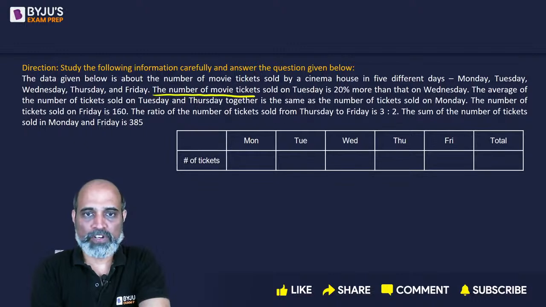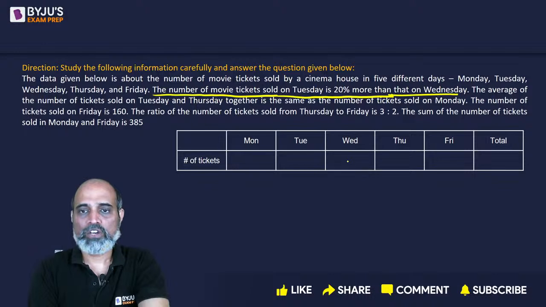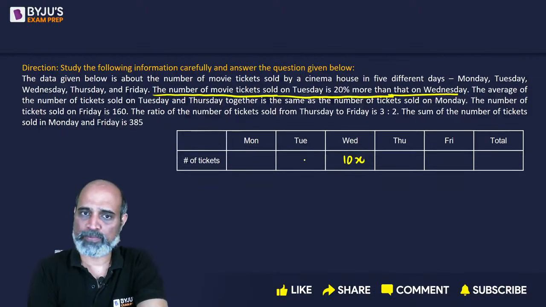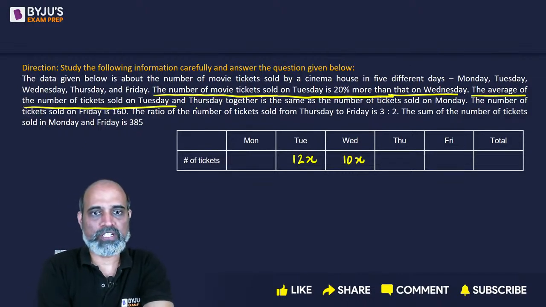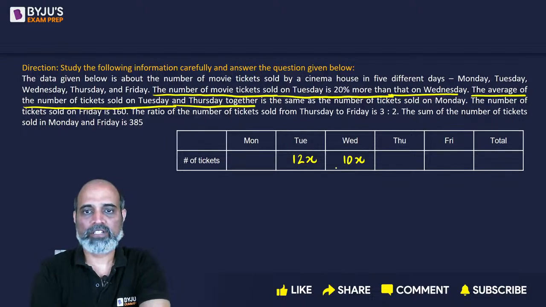The number of movie tickets sold on Tuesday is 20% more than that on Wednesday. So suppose on Wednesday we have got 10x tickets. Then on Tuesday it will be 20% more. So 20% of 10x is 2x. So 2x more, 10x plus 2x will become 12x. Next, the average of the number of tickets sold on Tuesday and Thursday together is the same as the number of tickets sold on Monday.